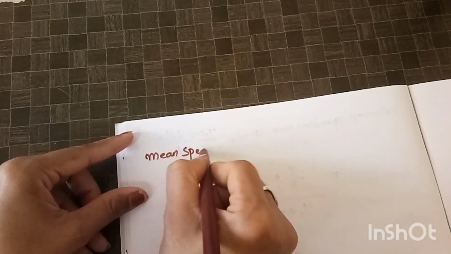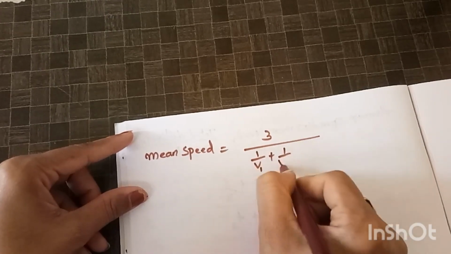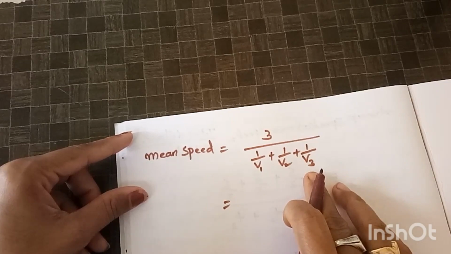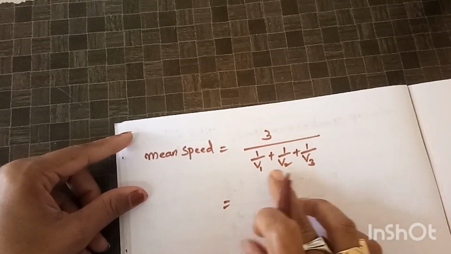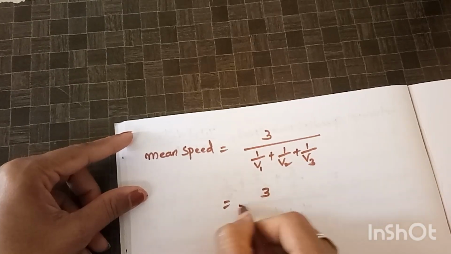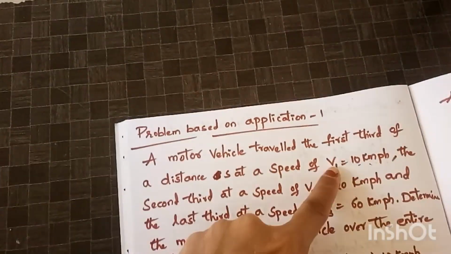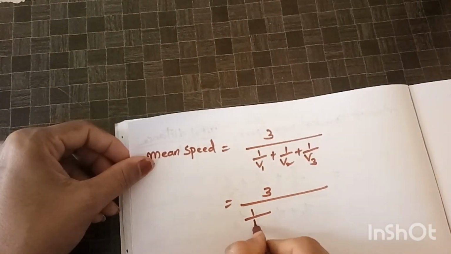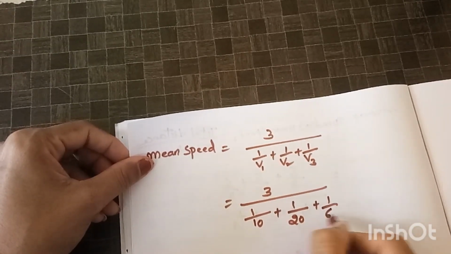Mean speed is equal to 3 by (1/V1 + 1/V2 + 1/V3). So you have converted this equation in the form of V1, V2 and V3. Now you can substitute the values: V1 is 10, V2 is 20 and V3 is 60. So 3 by (1/10 + 1/20 + 1/60).